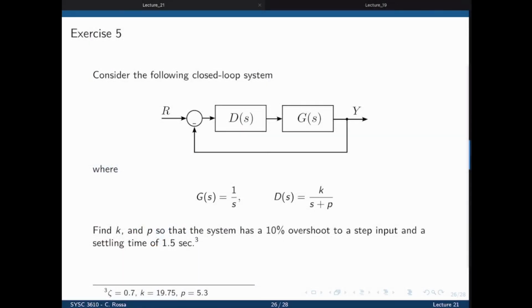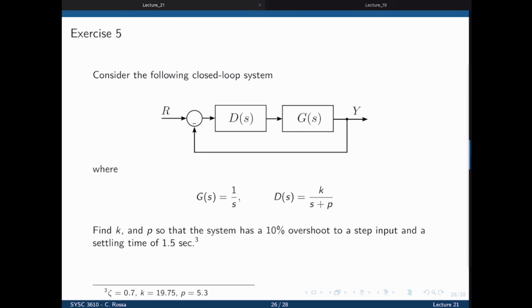So here we have this exercise. Consider the following closed loop system. It's simply the controller and the plant transfer function. Here we have the 2 functions. The question is find K and P so that the system has a 10% overshoot to a step input and a settling time of 1.5 seconds.